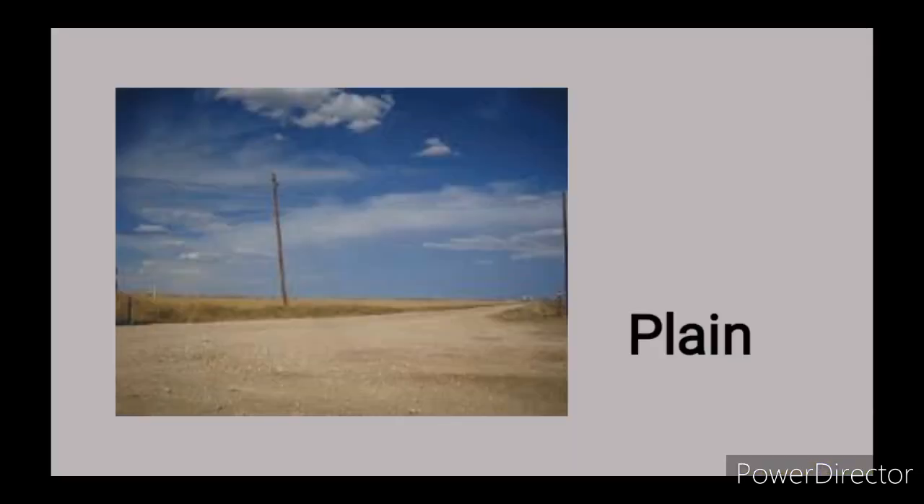Now the third type of landform we'll talk about is a plain. What is a plain? A plain is a flat area of land. That is what a plain is.